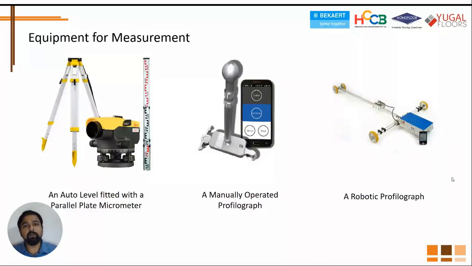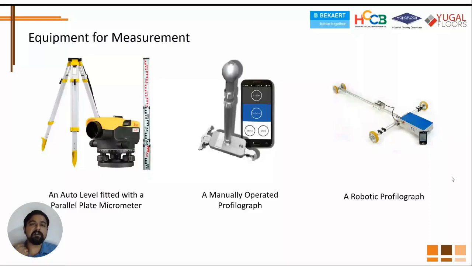It is very important to record values to the least count of 0.1 millimeters. And the first set of equipment, the auto level and the parallel plate micrometer, is necessary to capture levelness. You can't swap between these, or choose to use only one of them. You have to have the first set of equipment you need for levelness.